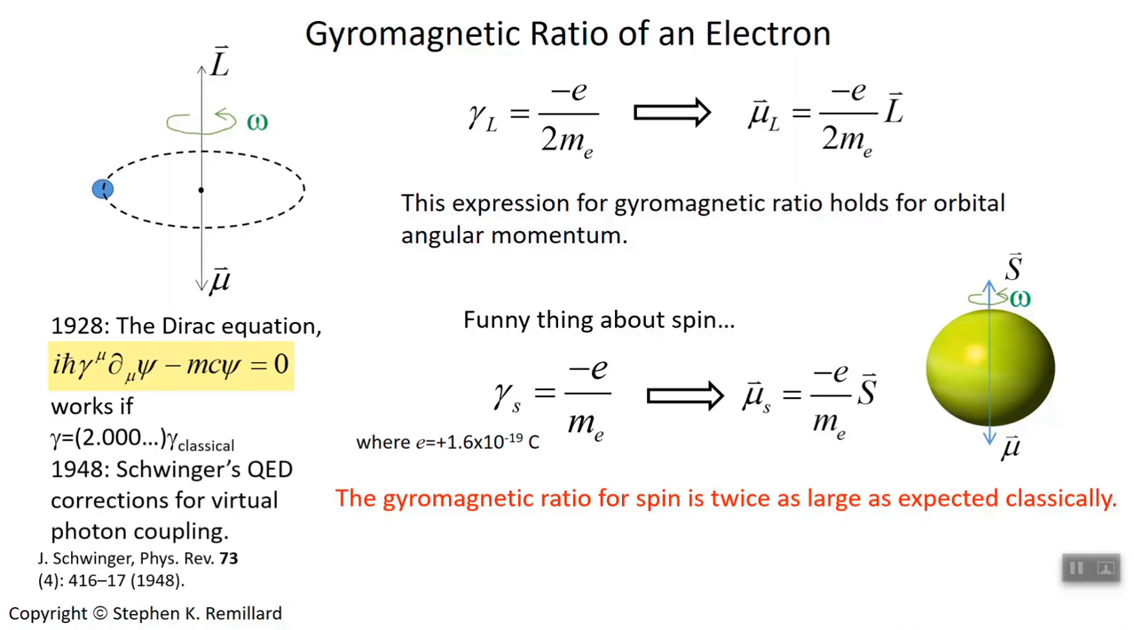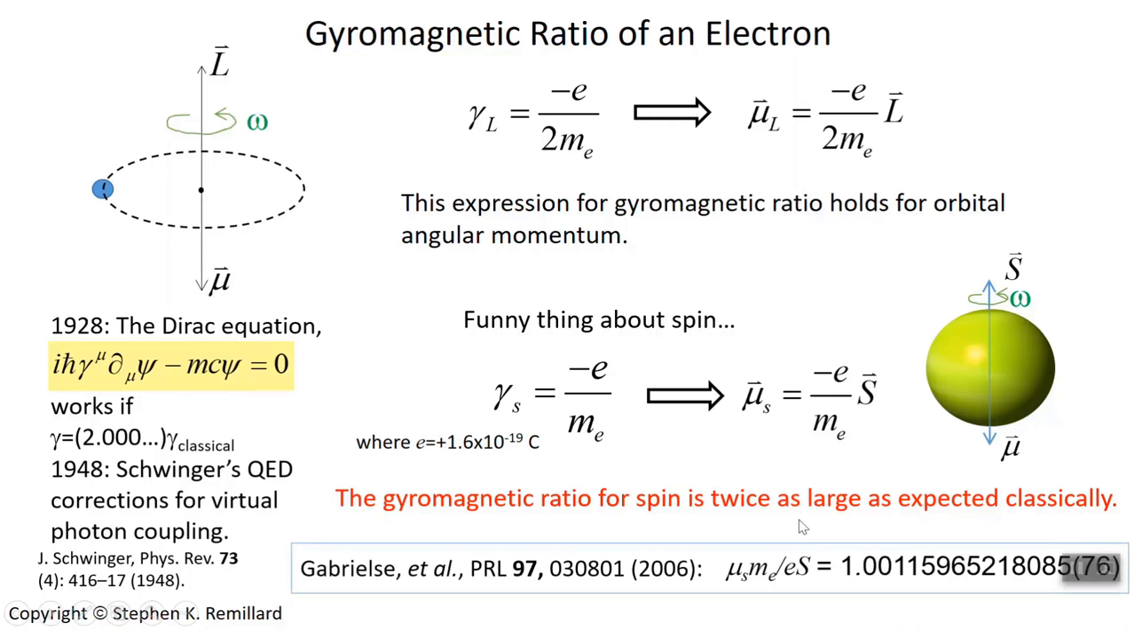In 1948, Schwinger made use of QED to introduce corrections for virtual photon coupling, where that 2 became very close to 2, but something slightly different. And my favorite result came from 2006, where Gerry Gabrielse from Harvard measured the ratio of mu sub s over minus e hbar over 2m sub e. You should expect to get 1 for that, based on this expression. But with all of these corrections, it's slightly different than 1.